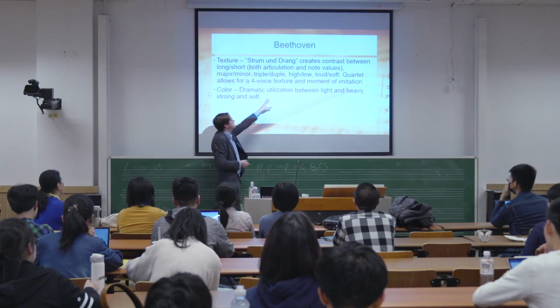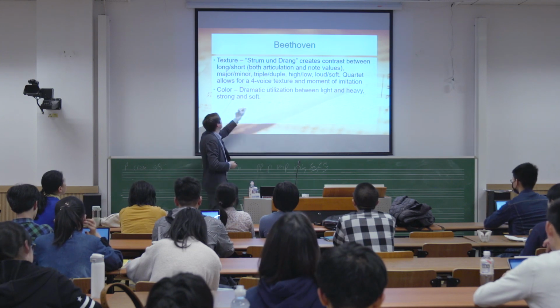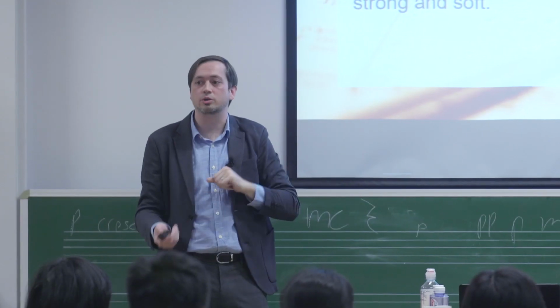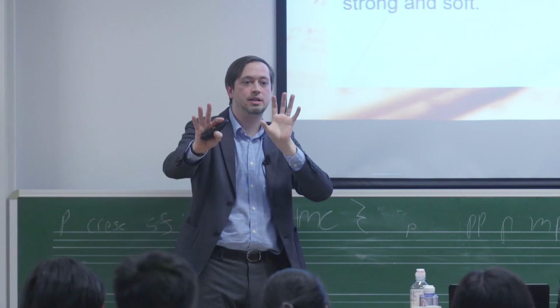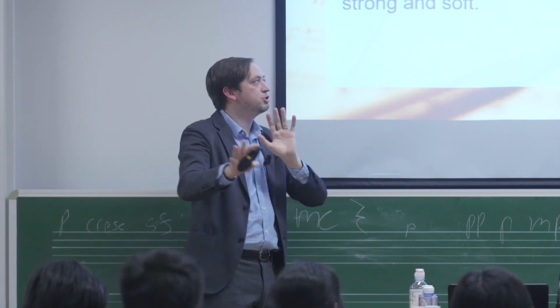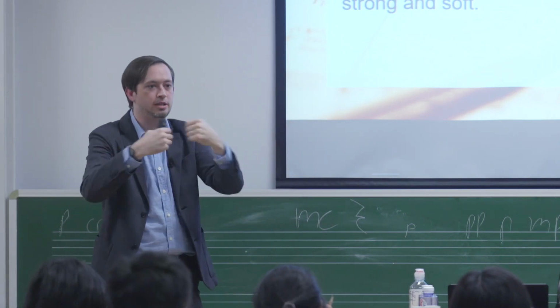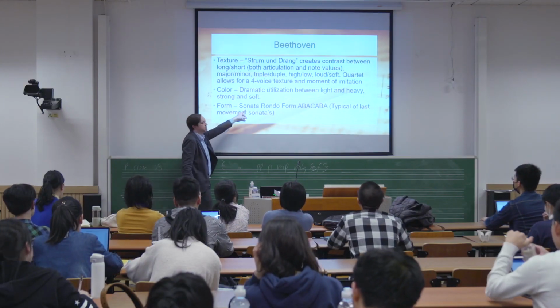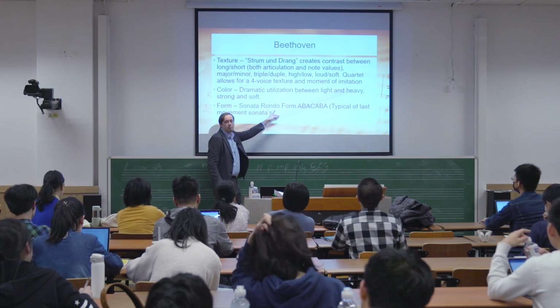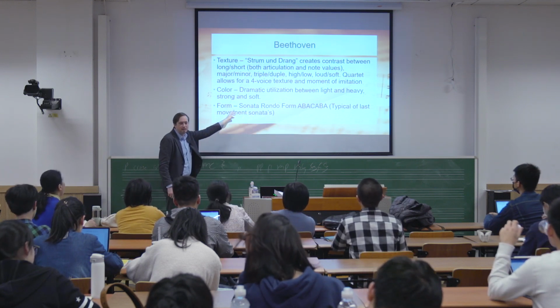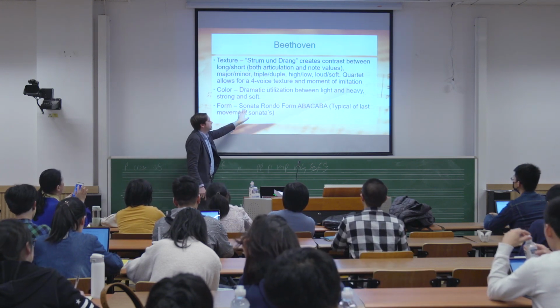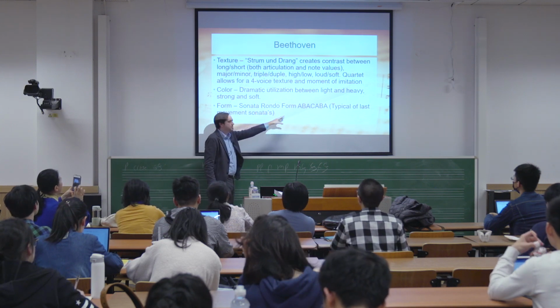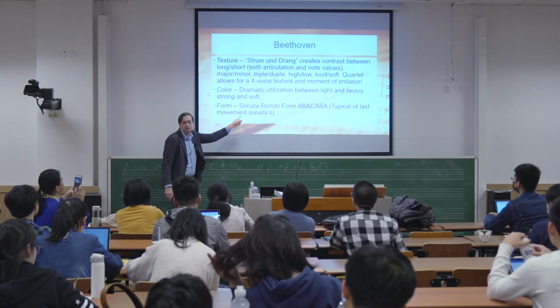Color: dramatic utilization between light and heavy, strong and soft, or strong and weak. Right? Again, this Sturm und Drang idea, contrasting 2 emotions. And form. Now, this form is called a sonata rondo form. I had the benefit of knowing what they were going to play in advance. All right? Sonata rondo form is a little advanced, but it's typical of last movement sonatas.